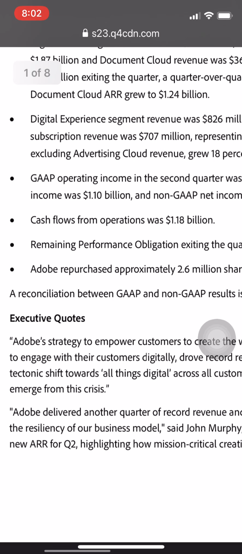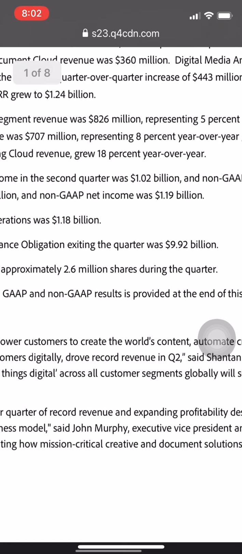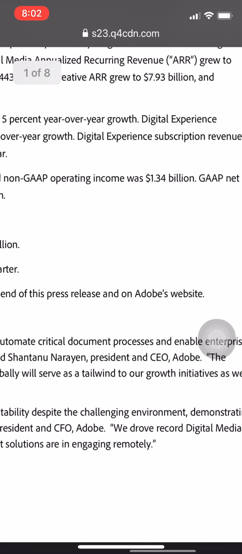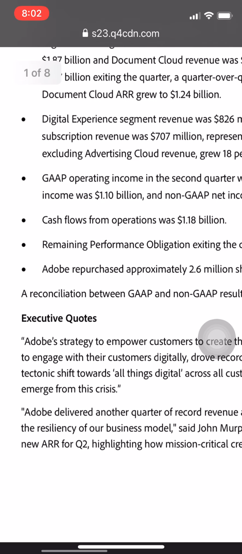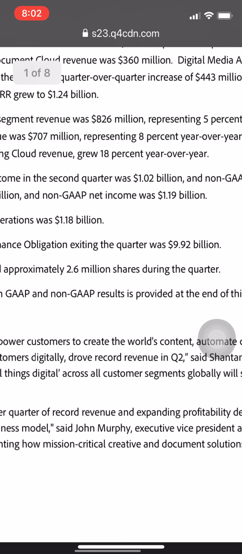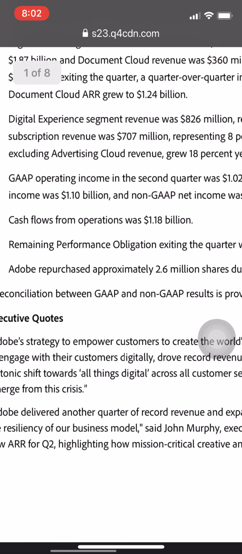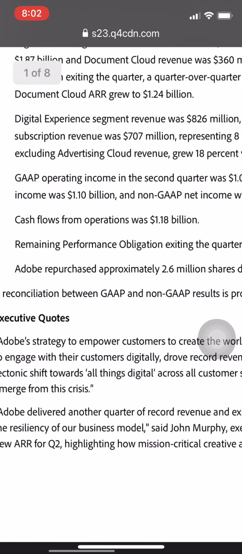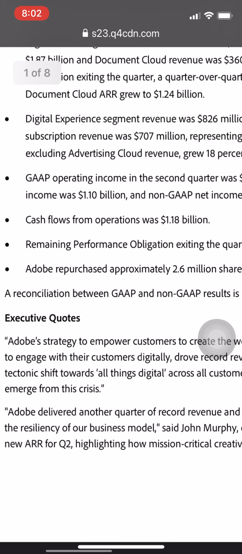Digital experience subscription revenue was $707 million, which is an 8% growth. And digital experience subscription revenue, excluding advertising cloud, was 18% year over year. So across the board, you can see all segments rising, growing very steadily, even during these times.